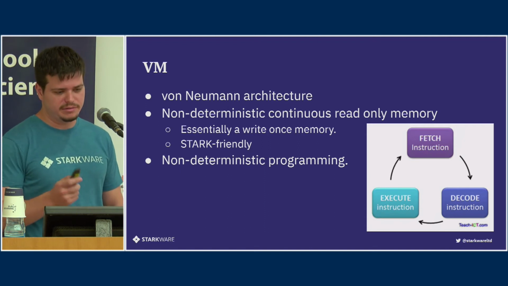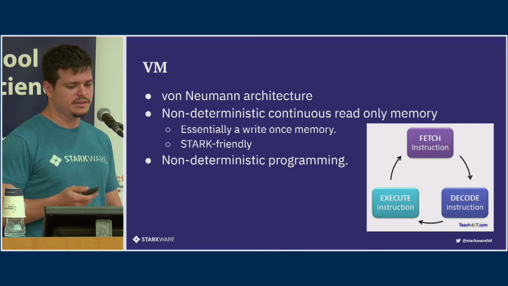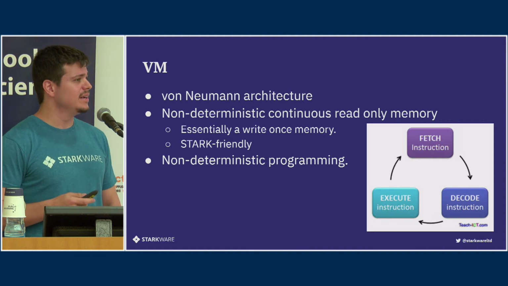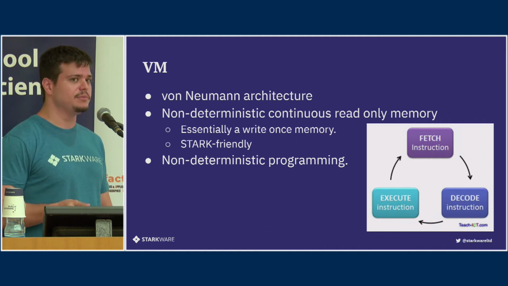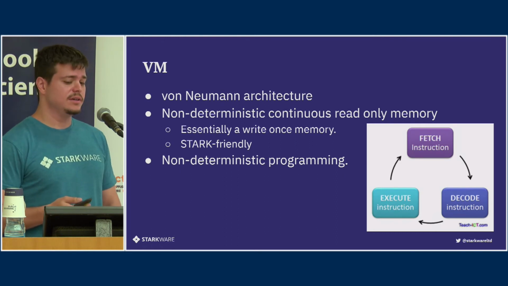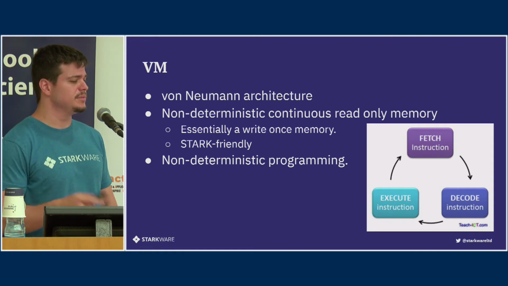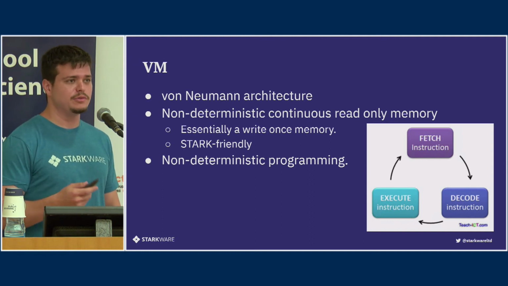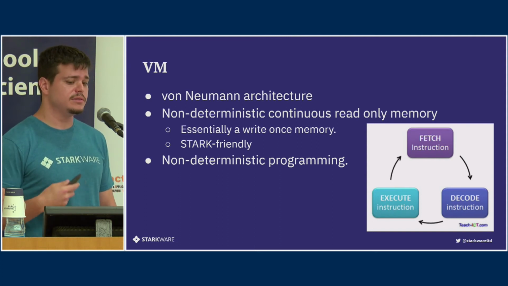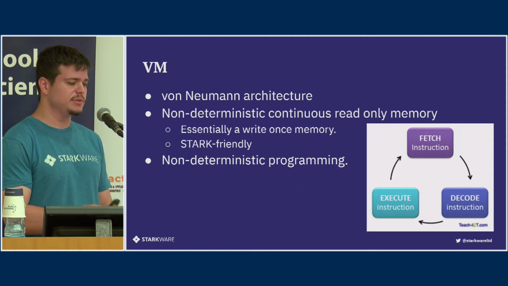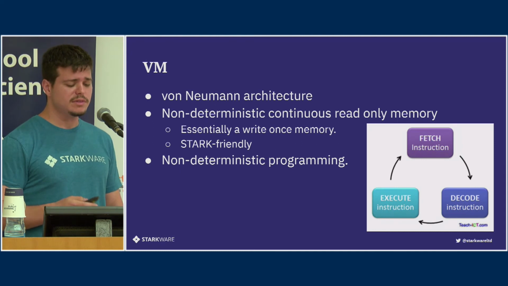Second thing about this VM is that it uses a non-deterministic continuous read-only memory, which is very long, but it's not the standard memory you'll get in CPUs, because we have different considerations when we use AIR. Things that are efficient in CPUs are not very efficient in AIRs. I'll touch on it a bit later, but it basically acts like a write-once memory. It needs to be continuous in the address space. So for example, all the addresses I use are between 0 and n for some n, and I use all of them.